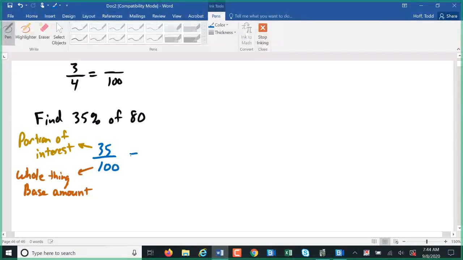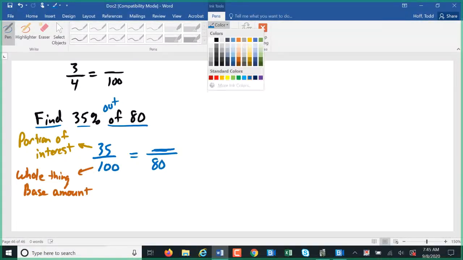So now back to the problem. There are two other numbers in the problem. There's got to be one number given and one number that we're asked to look for. Well, here it says find 35%. So the number we're trying to find, the missing number, is the number that matches up with the 35%. Of 80, we can read that as out of 80. We can put the 80 on bottom here.